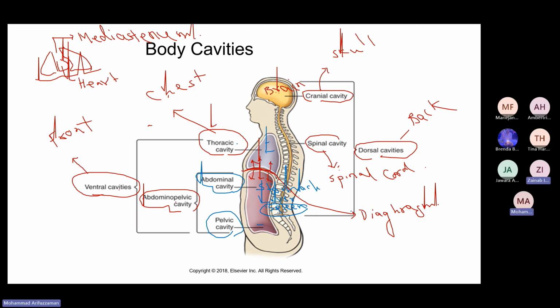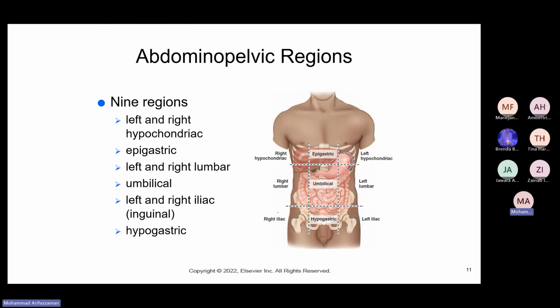Now the question: why are these regions important? Why should we know the regions? To assist in locating medical problems with greater accuracy and for identification purposes, the abdomen and pelvis are divided into 9 regions. That is very important for identification purposes. So what are the regions?